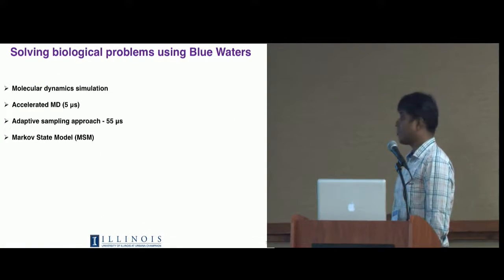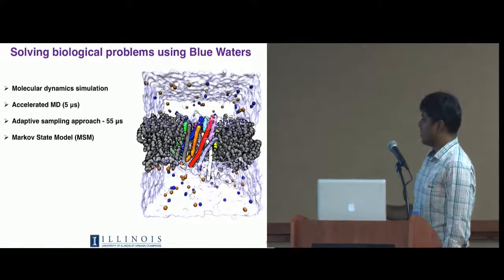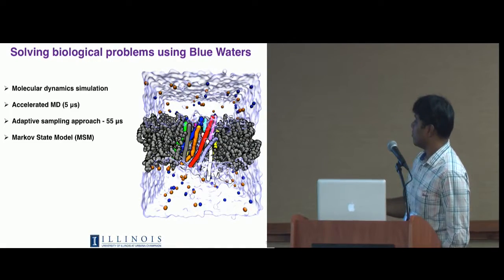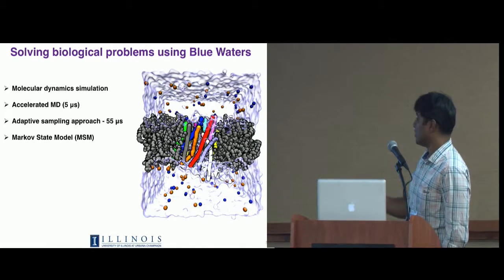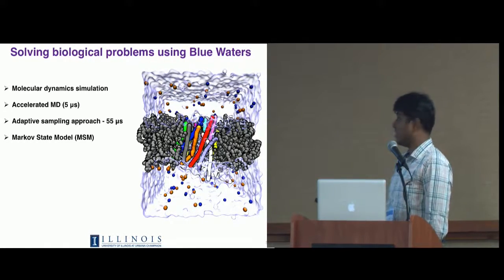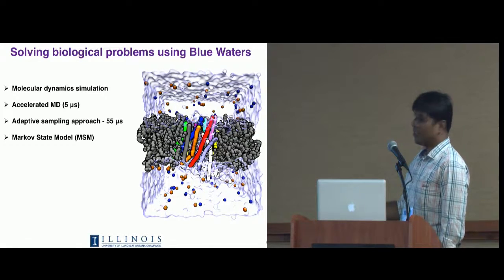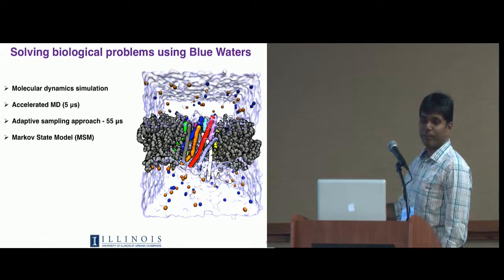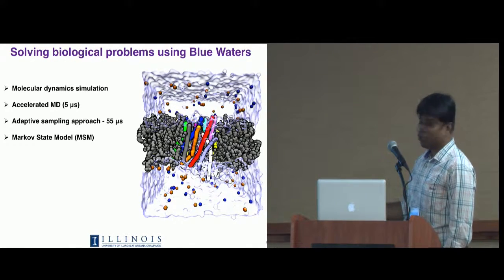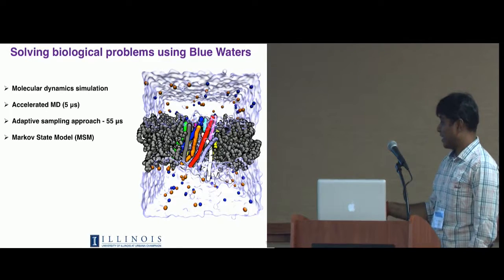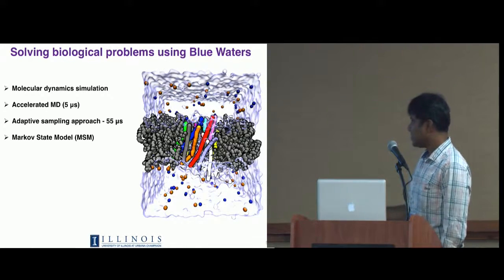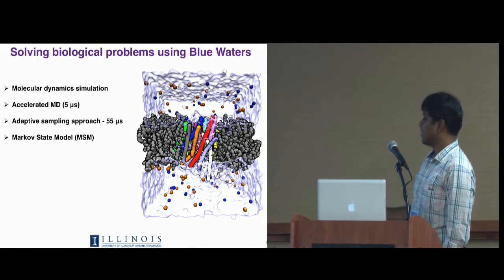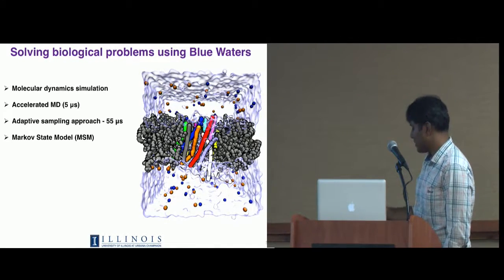So we performed molecular dynamics simulations. The protein is embedded in a lipid bilayer, and then we neutralized it. We performed 5 microseconds of accelerated MD, and then we got different starting structures. And then we performed canonical molecular simulations for 55 microseconds. So this is a huge amount of data. We can't analyze this data one by one, so we use a package called Markov state model to analyze these large data.